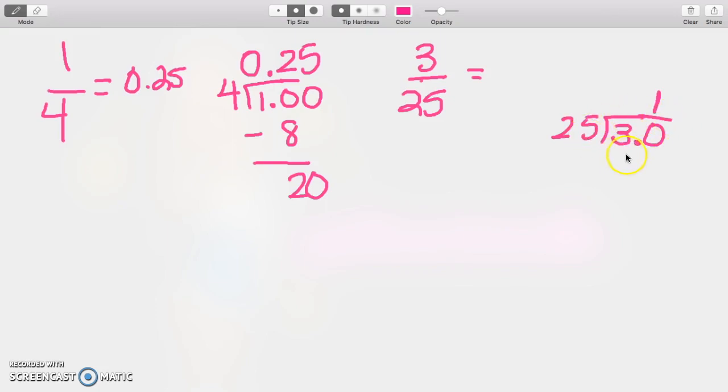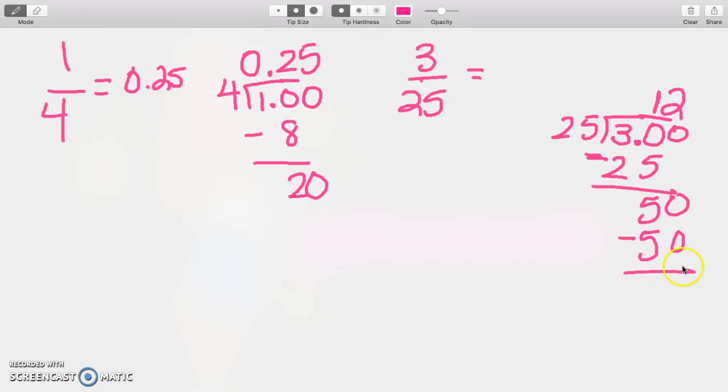So 25 times 1 will give me 25. And remember, I have to subtract. So 30 minus 25 is 5. I don't want a remainder, so I am going to add another 0 and drop down the 0. So now 25 can definitely divide into 50. That's going to be 2 times. 2 times 25 is 50. I subtracted. I have a remainder of 0. So guess what? I'm going to bring my decimal up, and I'm going to add 0.